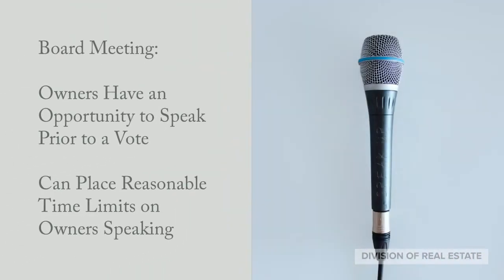The CCIOA law also provides that owners or their designated representatives shall have an opportunity to speak at a board meeting on an issue prior to the board voting on that issue. However, decisions are made by the board and not by the homeowners. The board may place reasonable time restrictions on owners speaking during that meeting.